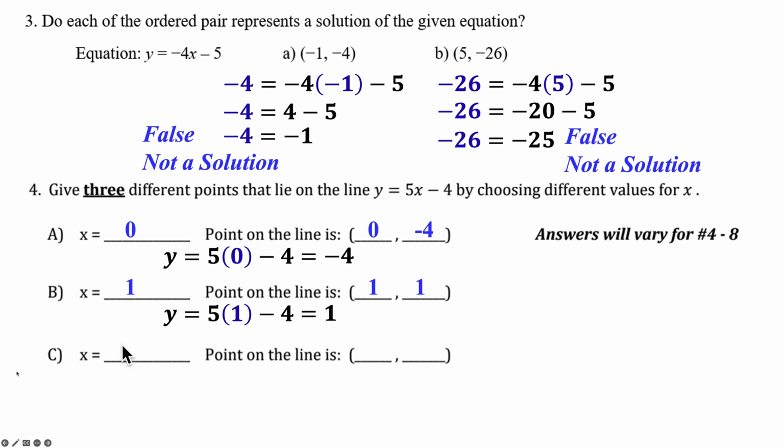And then just go to the next positive number, 2. 5 times 2 is 10, minus 4 is 6. This will be 2, 6.